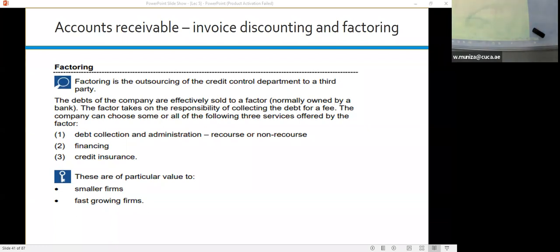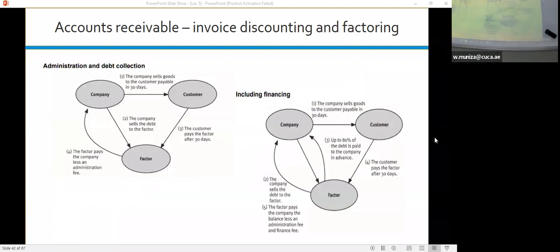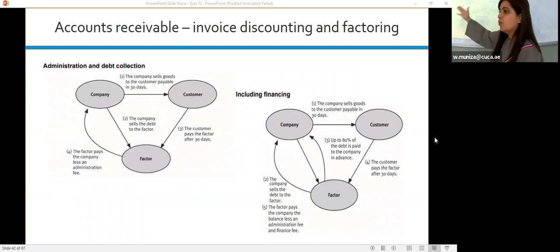Financing, credit, insurance. So the responsibilities which the factor can provide to us are debt collection and administration, finance, or credit insurance. These are of particular value to smaller firms and faster growing firms. Now, when administration and debt collection is given to the third party, the process is going to be like this. When finance is included in the service, then the process will be like this.